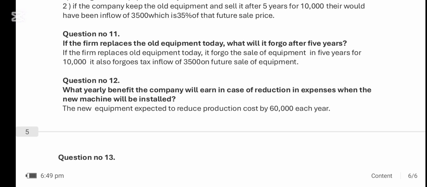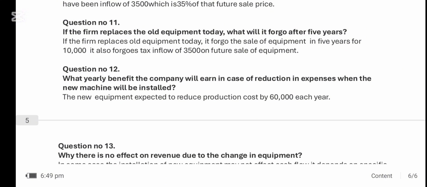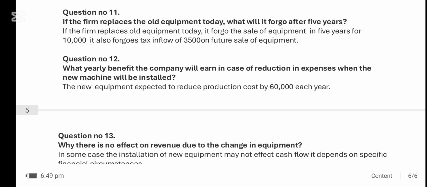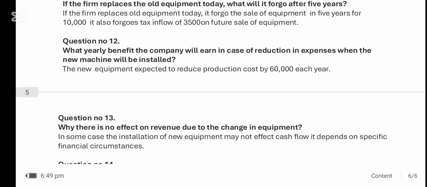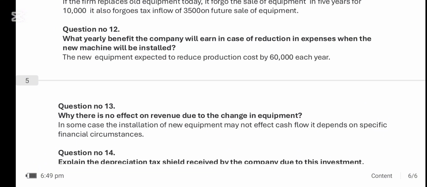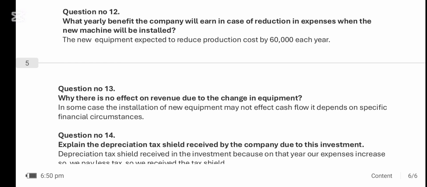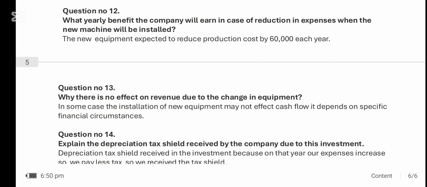Question number 11: if the firm replaces the old equipment today, what will it forgo after 5 years? If the firm replaces the old equipment today, it forgoes the sale of equipment in 5 years for 10,000, so a tax inflow of 3,500. Question number 12: what are the benefits the company will earn in the case of reduction in expense when the new machine is installed? The new equipment is expected to reduce production cost by 60,000. We already discussed this in the numerical form.